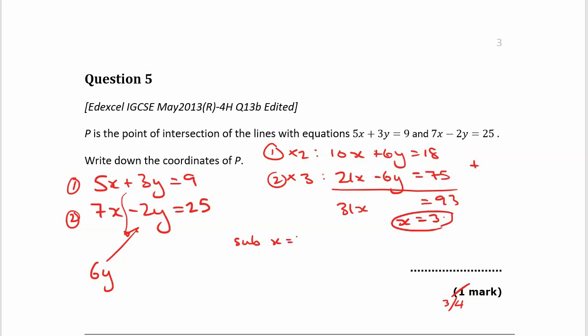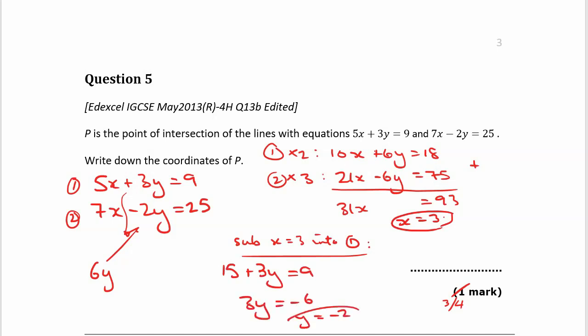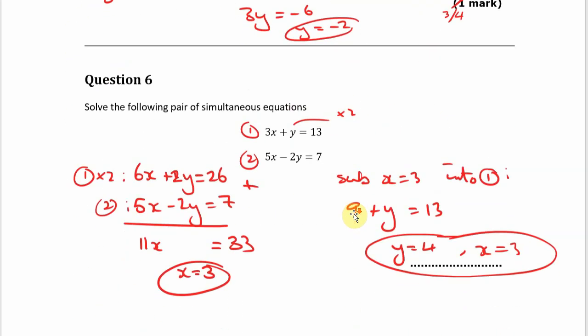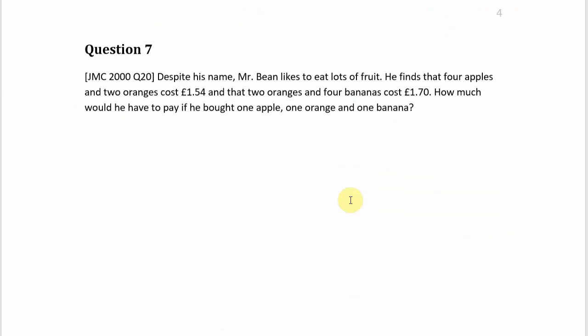I'm then going to sub x equals to 3 into... I'm going to go back to the original equation 1. And then that's going to be 15 plus 3y equals to 9. 3y equals to minus 6, so y equals to minus 2. Then I'm going to write my answer out again nicely on the answer line, just so everyone knows it's there. So that's a written solution that you'll see another time.